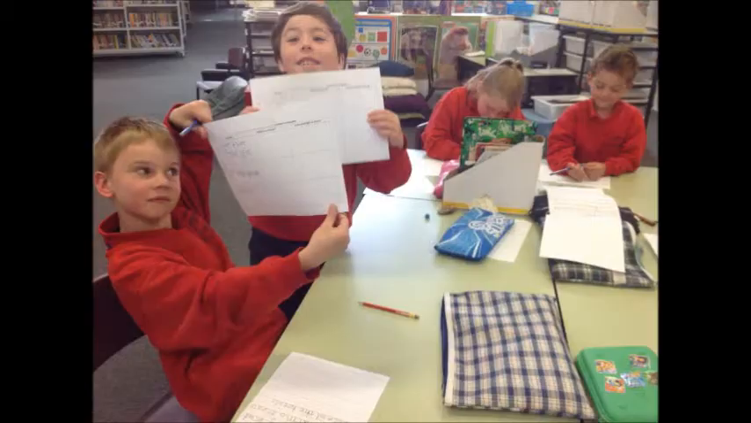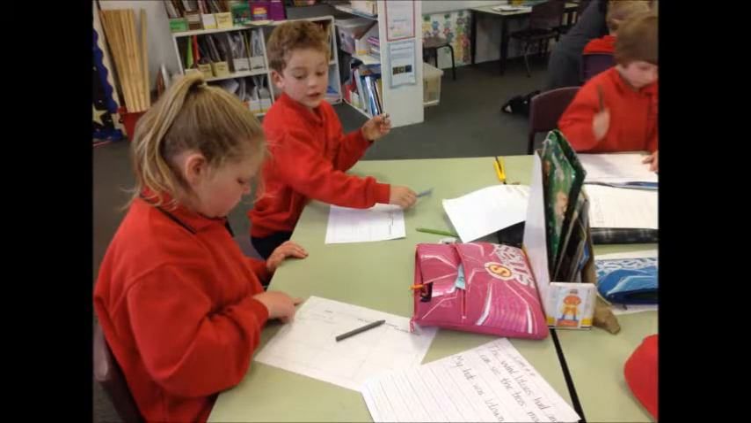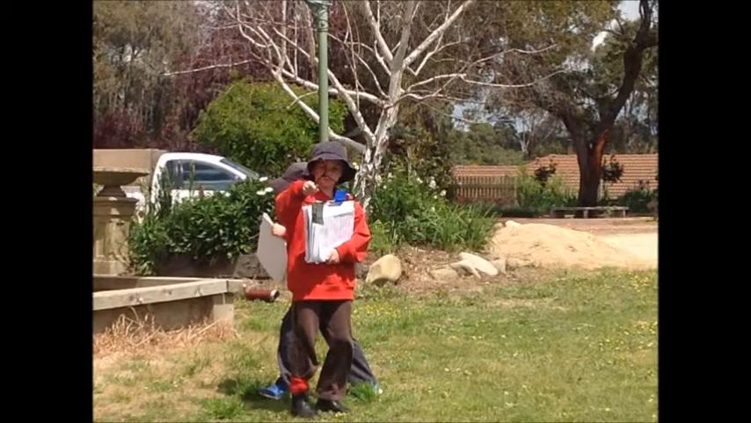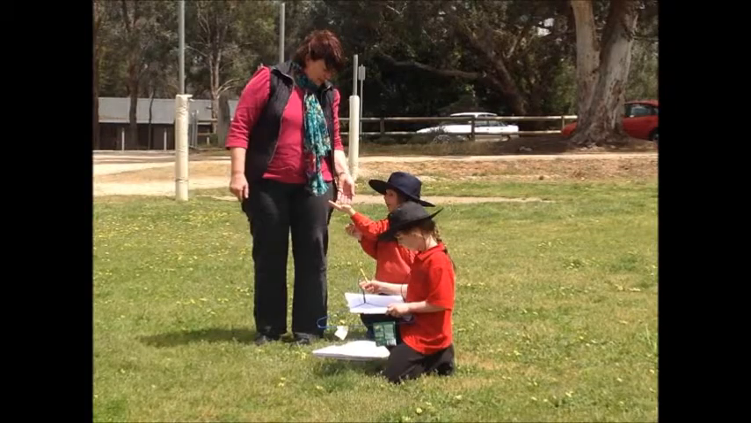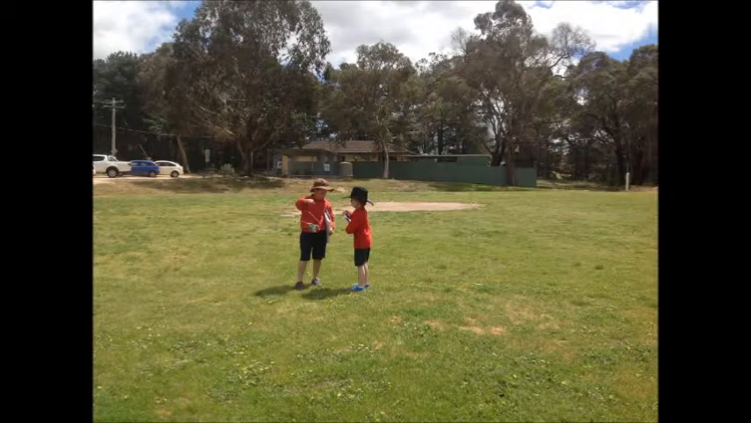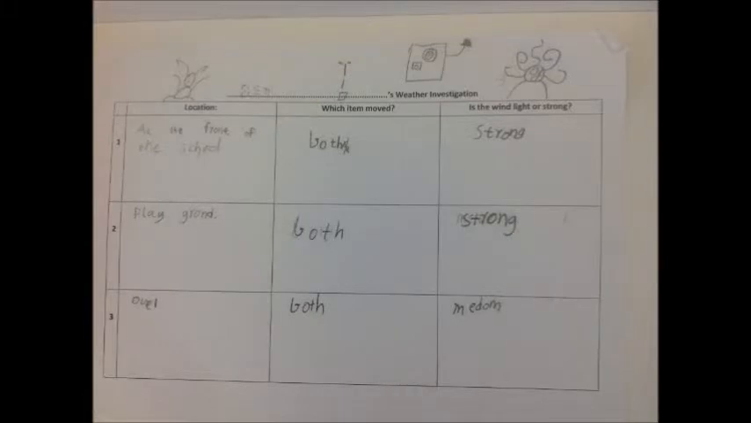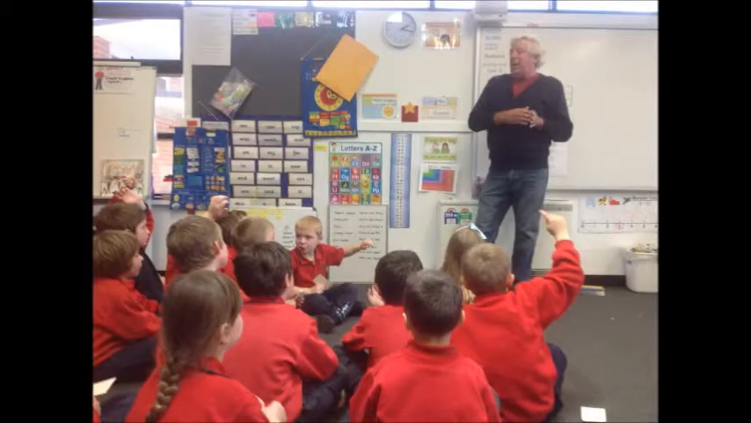Students designed and created wind meters in pairs to investigate different wind strengths around the school, making predictions, testing their theories, and identifying possible reasons for why it was different. Coming to the end of the unit, we moved into connecting our understanding of the weather and putting it into the context of our everyday lives.